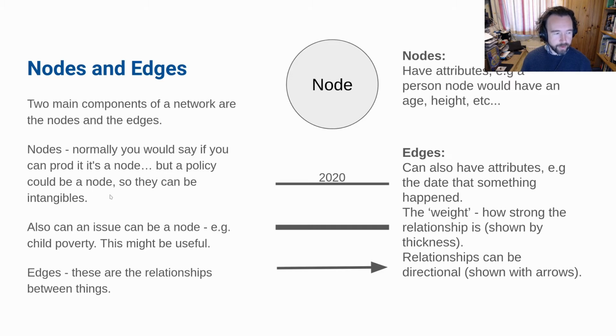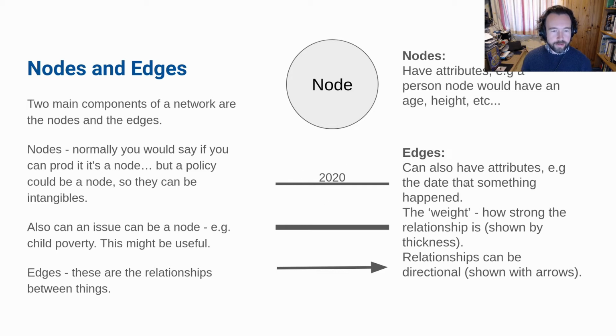But policies could be a node, a little bit less tangible. You might also want to map an issue as a node. For example, if you're interested in child poverty within a particular part of the system or the area that you are interested in understanding better, it might be worth mapping as a node, because child poverty as a node could have relationships with other parts of your system, either things that alleviate it or exacerbate it. So it's not always physical entities, basically.